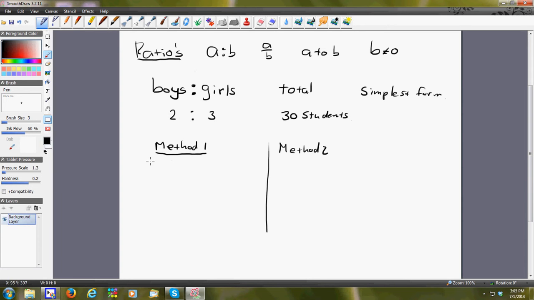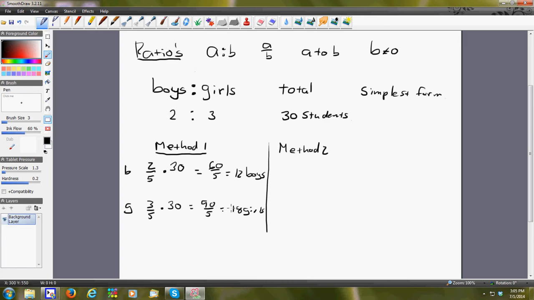I take 2 and I take 3 and I add them up and I get 5. So for the boys, I know that it's 2 boys out of the 5 total, and I multiply that times my total. And what happens here is you end up with 60 over 5, which equals 12 boys. Now if I take the girls, there's 3 girls out of the total, which was 5, times 30. That gives me 90 over 5, which equals 18 girls. And that means there's 12 boys and 18 girls. 12 and 18 equals 30.